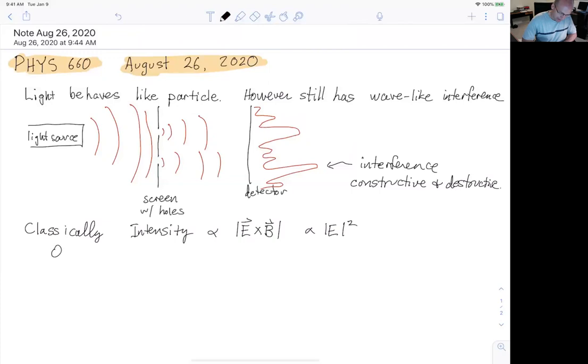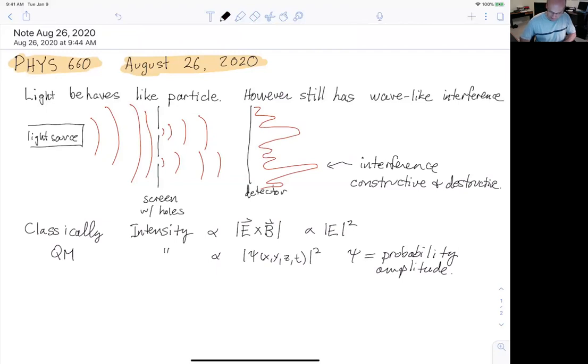But in quantum mechanics, the same thing occurs, but our interpretation is a little bit different. We say that this is proportional to the square, not of the electric field, but of a value psi. So psi is a probability amplitude rather than being an electric field. The fact that it's an amplitude is just a fancy way of saying that to get the probability density, you square it. You take the complex square. So this thing is complex, whereas electric fields are always real.